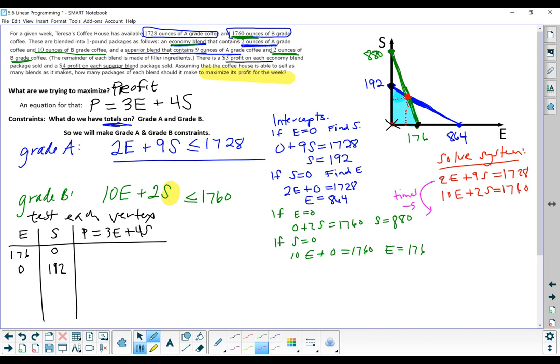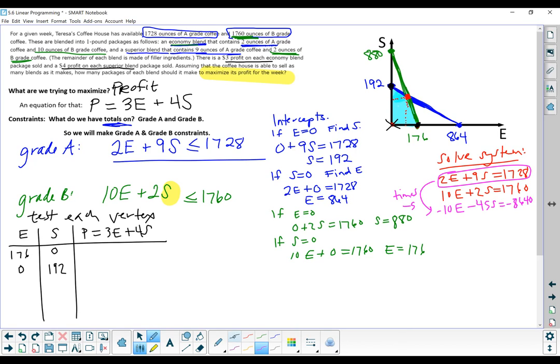So multiplying everything by -5, that gives me -10e. Multiplying that top equation by -5 gives me -45s. And then 1728 times -5 gives me -8,640.